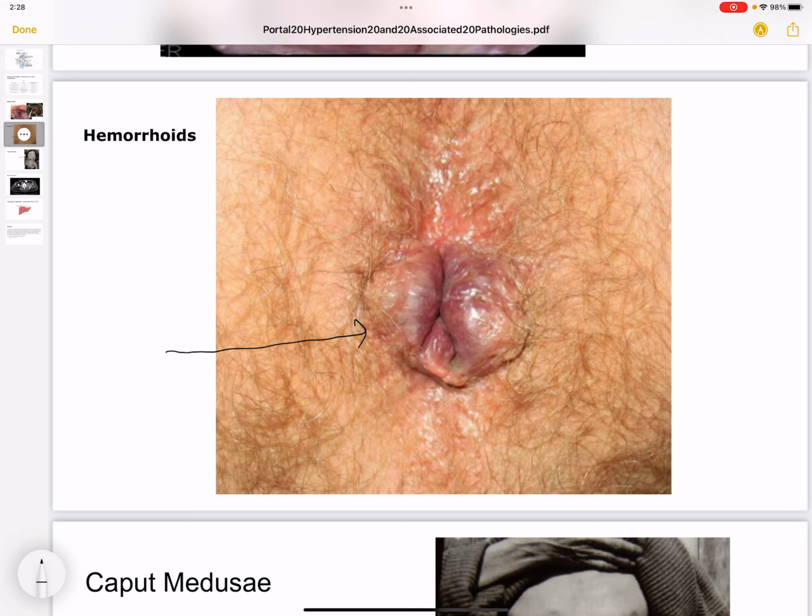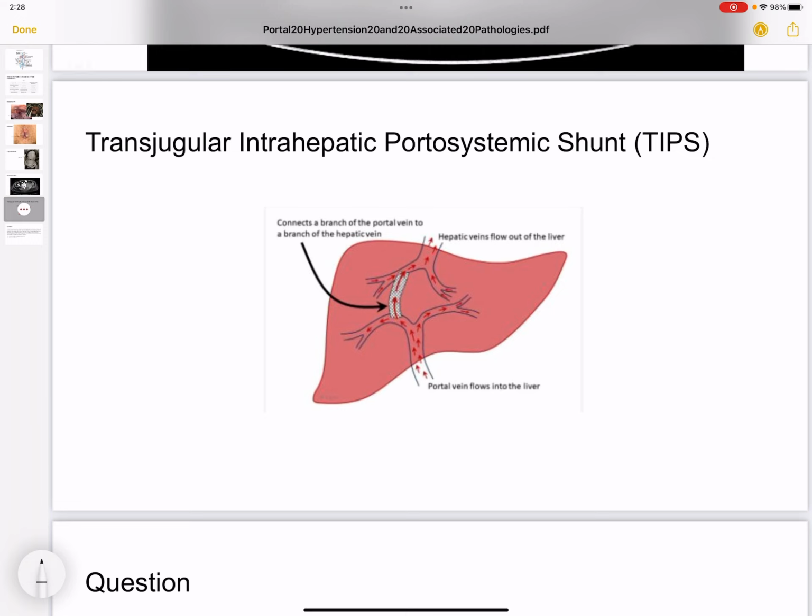Now, another form of treatment for esophageal varices that we need to talk about is transjugular intrahepatic portasystemic shunt. And this is going to basically connect the portal vein with the hepatic vein. So because we have such a high pressure in our portal vein, in order to decrease that pressure, we're going to try to make another route for that blood to travel to, and we're going to do that through connecting to our hepatic vein, which is then going to take that blood to our heart.